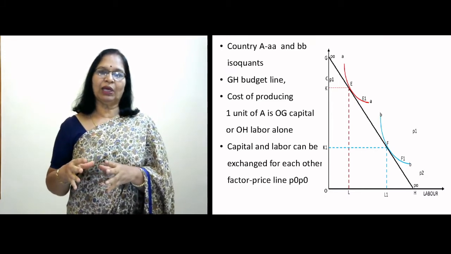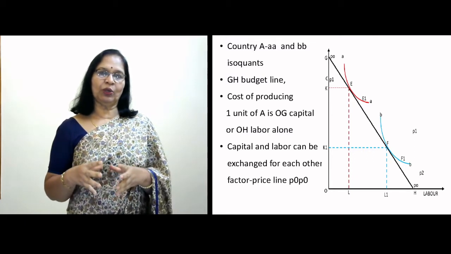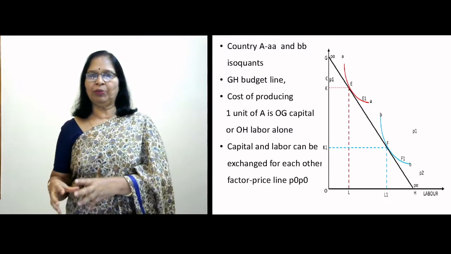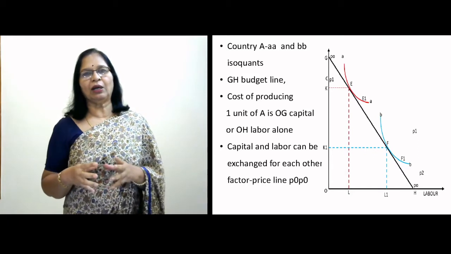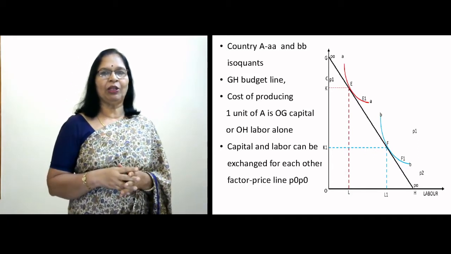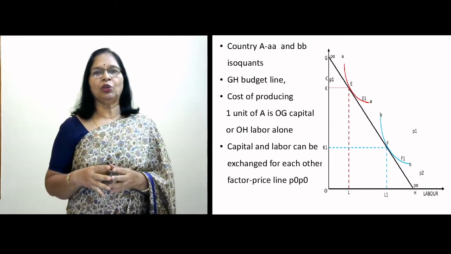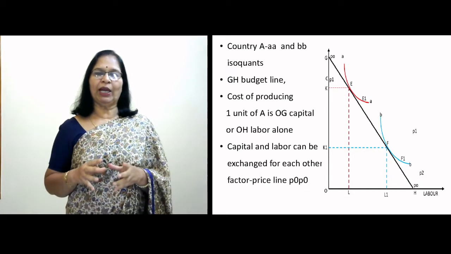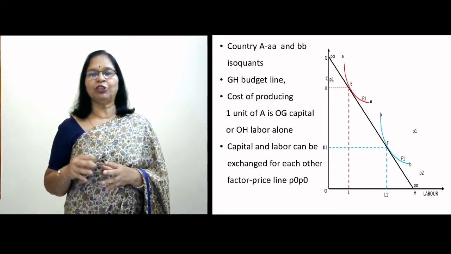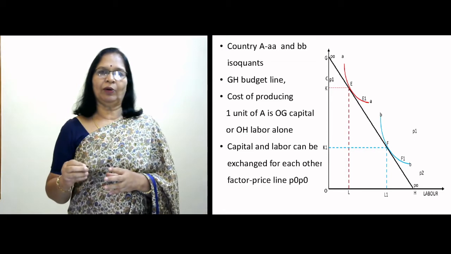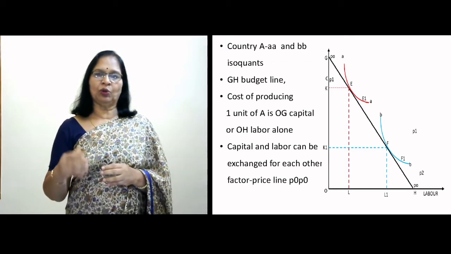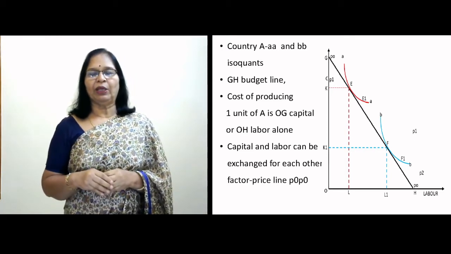We have used isoquants here, isoquant AA and isoquant BB. Isoquants are a member of the family of indifference curves. It shows the combination of labor and capital that are combined to produce 1 unit of output shown in the isoquant.